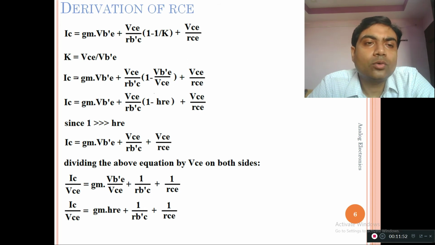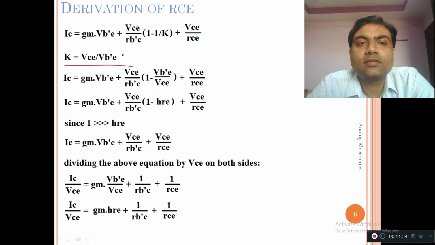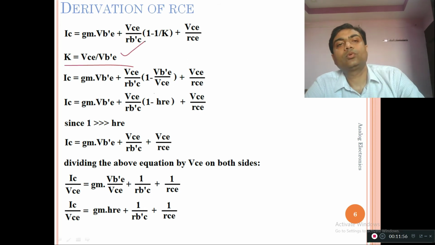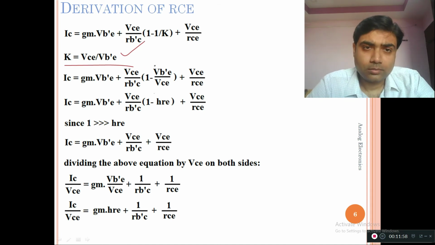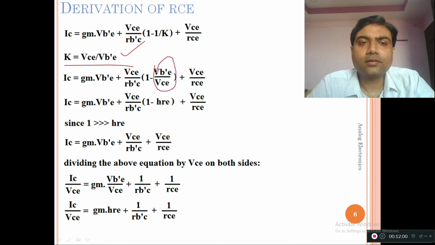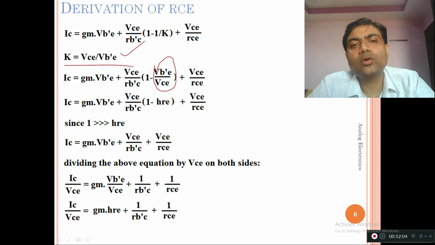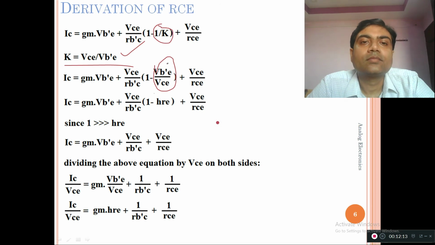Now we again know what the value of K is. What is K? K is the output voltage upon input voltage, that is the gain. So again replacing the value of K here. See here it is 1 upon K, and this is K. Now remember these small things, because if you do not remember this, you cannot go for the derivation.